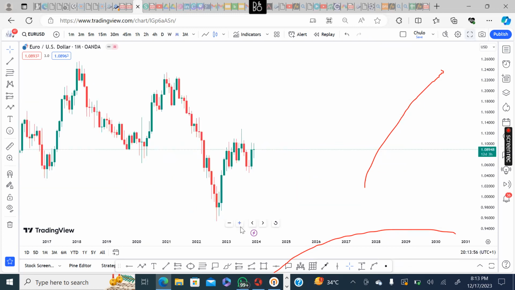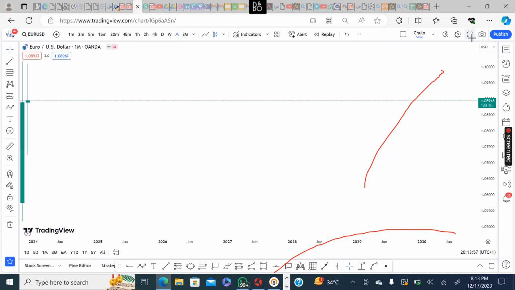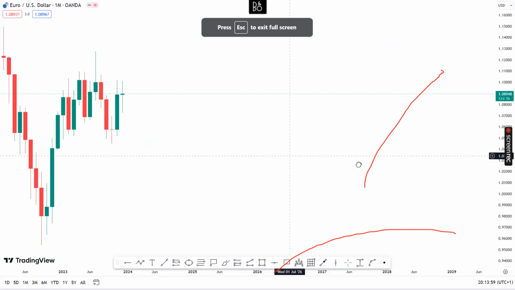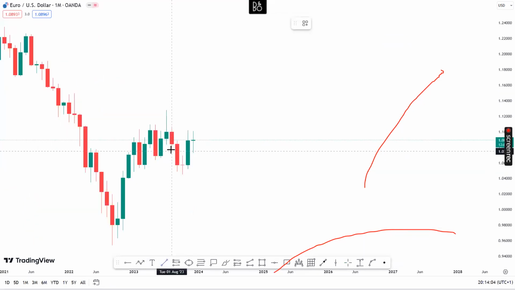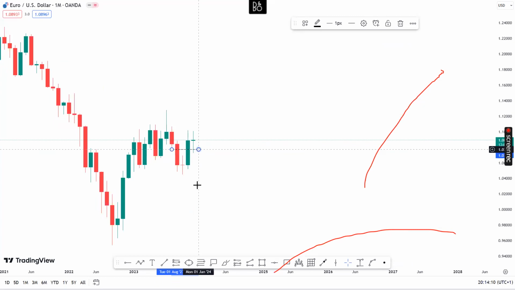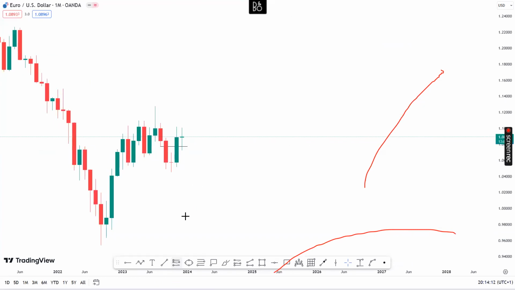So from the monthly, Euro USD, this inverse FVG is still very strong, holding price. So I need to see a continuation of the up movement on Euro USD with the help of this inversion here.